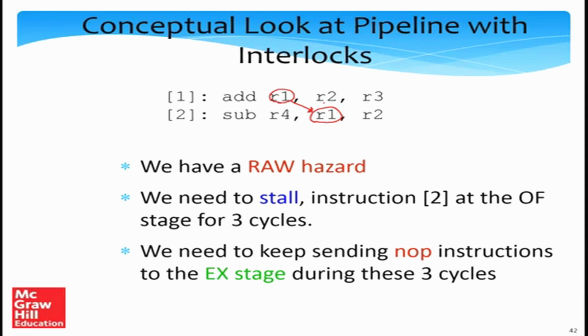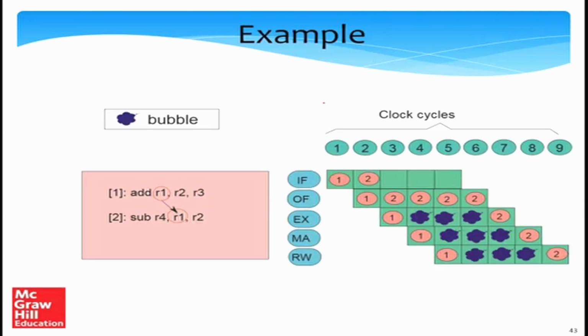Well, we need to, in a sense, simulate software in hardware. So what we do is that we need to keep sending no-op instructions to the EX stage for the next 3 cycles, till R1 gets written and instruction number 2 reads the value of R1. So let's consider an example. Let's consider again the same 2 instructions, add to R1 and read from R1.